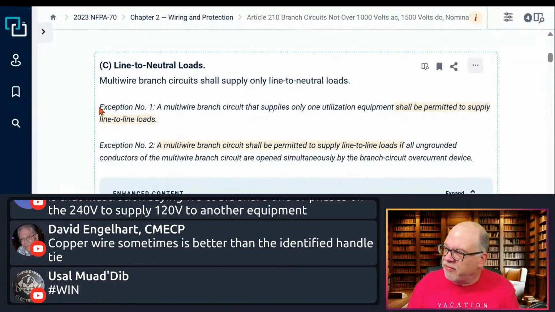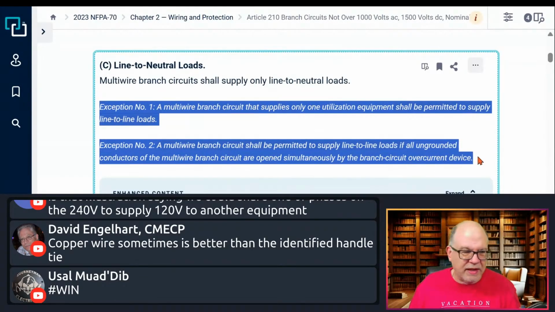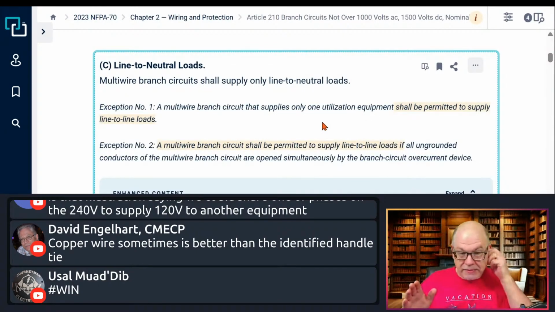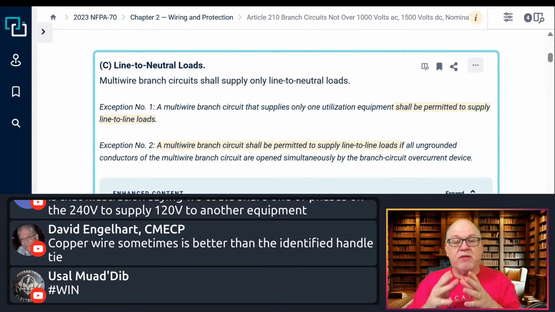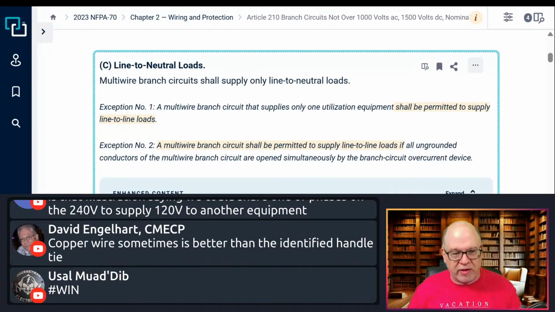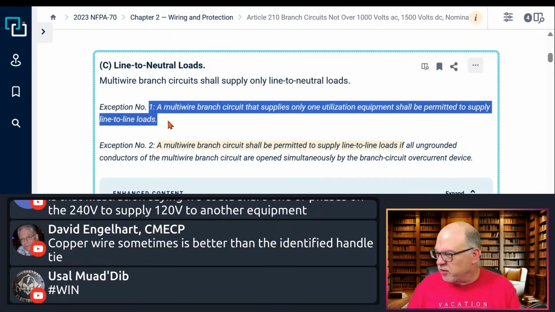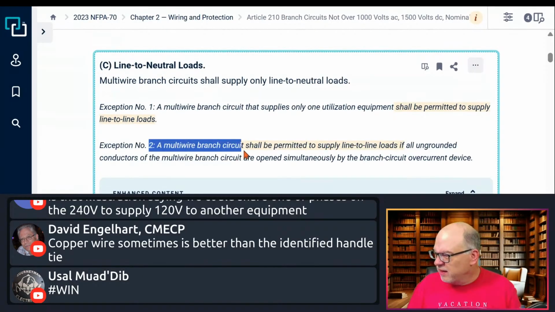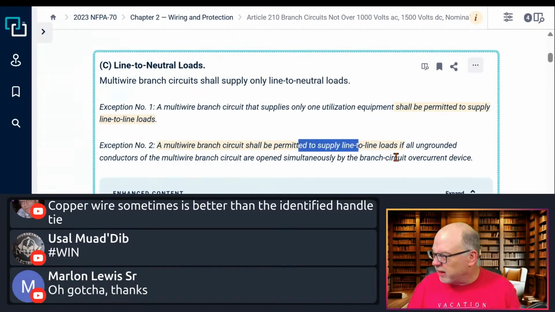Let's see here. But you have the exceptions for that. Okay. And if your exceptions apply, David, then most certainly utilize that. But it does not mean that I'm going to one piece of utilization equipment and then be able to branch off and supply other pieces of utilization equipment. No, that's this exception. This one, okay, just allows me to have line-to-line loads on a multi-wire branch circuit.